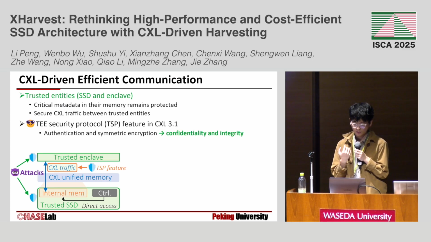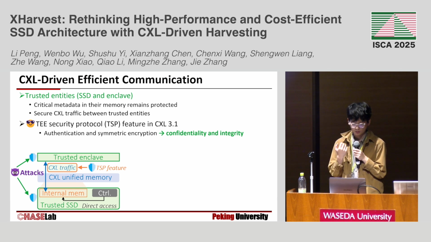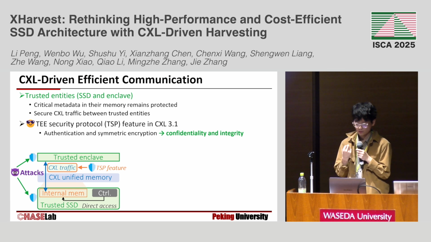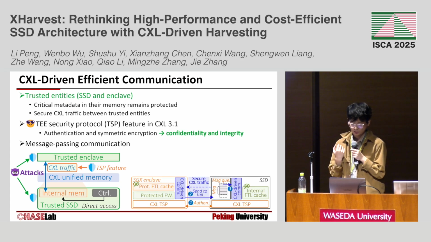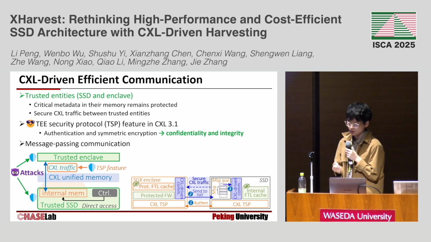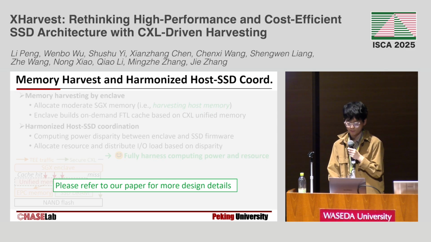We address this concern by leveraging the TE security protocol feature. TSP begins with mutual authentication to confirm authenticity, then encrypts the CXL traffic using an efficient symmetric encryption algorithm. This ensures the confidentiality and integrity of the CXL traffic. Based on the secure CXL traffic, we build an efficient message processing communication mechanism for the host-SSD interaction. For more design details such as memory harvesting and FTL cache, please refer to our paper.